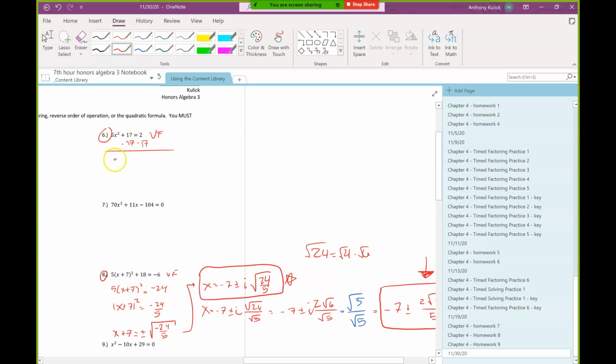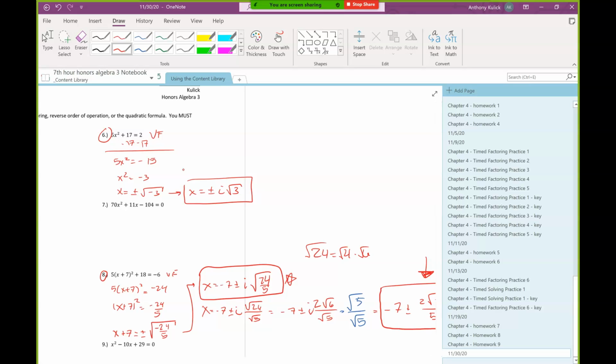So I'll start just by subtracting 17 from both sides. We'll divide both sides by 5, and we'll square root both sides. And since we square root both sides, we get the plus or minus. And since we're square rooting a negative, we know that makes an i. So we'll just call that x equals plus or minus i square root 3.